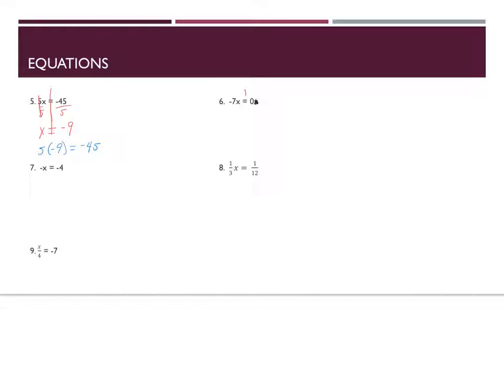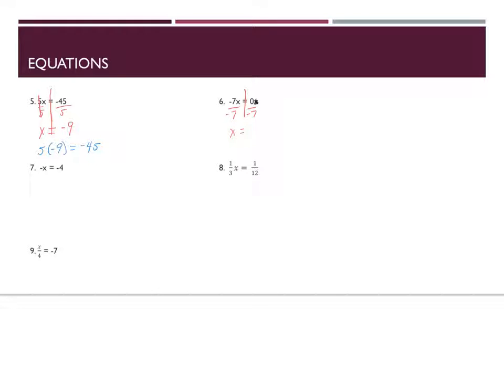Find my dividing line. Negative 7 times x means to solve for x, I need to divide by negative 7. Follow your sign rules. Negative divided by negative is positive. 7 divided by 7 is 1. 1x is the same as x.